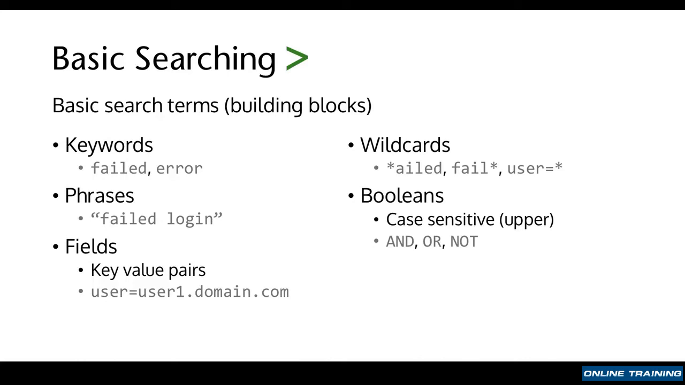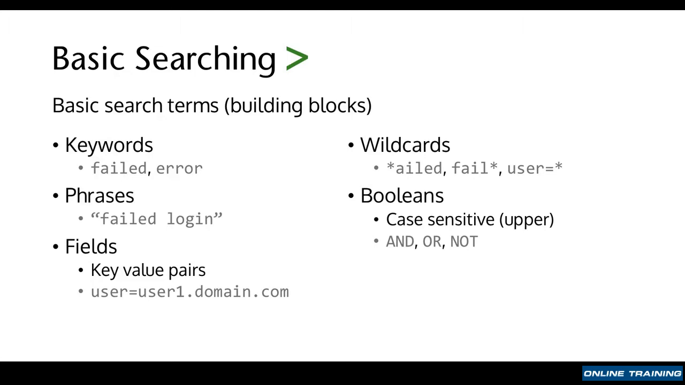Wildcards are important to understand as well. Using the asterisk, what we are telling Splunk is we don't care what takes the place of that asterisk. So if we use the first wildcard there, asterisk AILED, Splunk will find failed, or perhaps mailed, or anything else that ends in AILED. If we use fail asterisk, then Splunk could return fail, failure, failures, and the same with user. If we use user equals asterisk, that's telling Splunk that we want to pull in every single user.